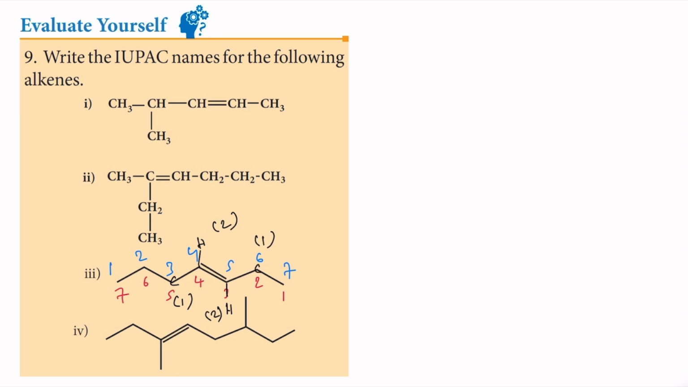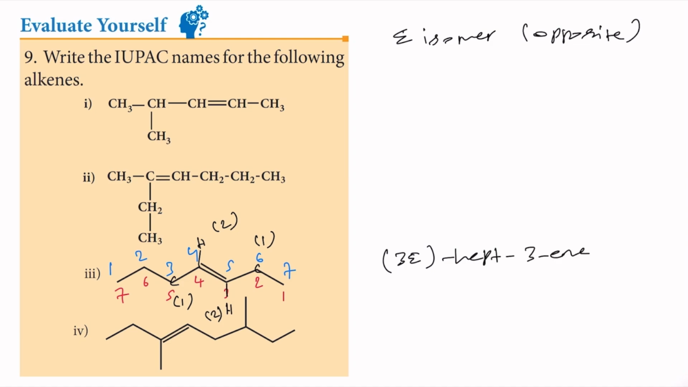Our priorities are on the opposite side here. That means this is an E isomer. If the priorities are on the opposite side, that is an E isomer. Therefore, it is (3E)-hept-3-ene. That's the correct IUPAC name for this molecule, specifying the geometrical isomerism.